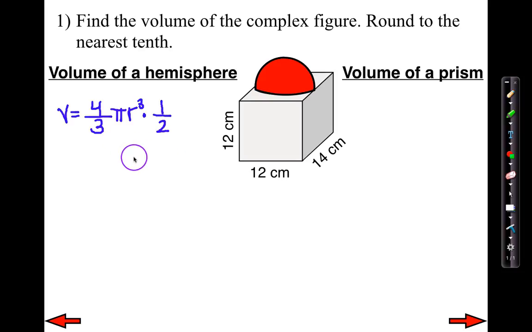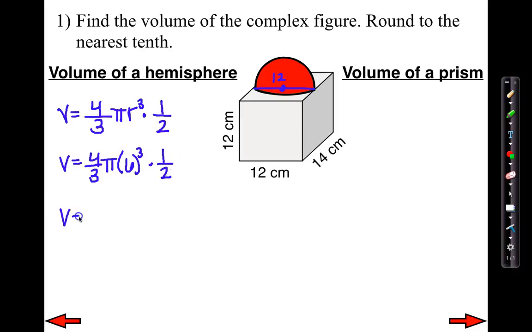So now that I have done that, all I need to do is replace the radius. So what's the radius? If we take a look here, this entire length is 12, which means this diameter is 12. But since we're interested in finding the radius, I'm going to say the radius is 6. So the volume equals 4/3 pi. I'm going to replace the radius with a 6 because that's half of 12. Cube that number and multiply by 1/2.